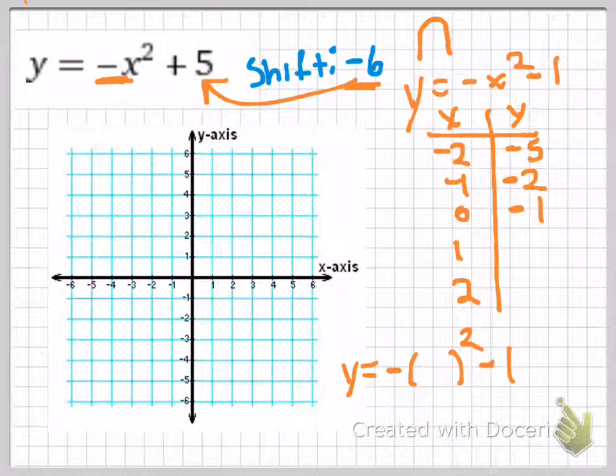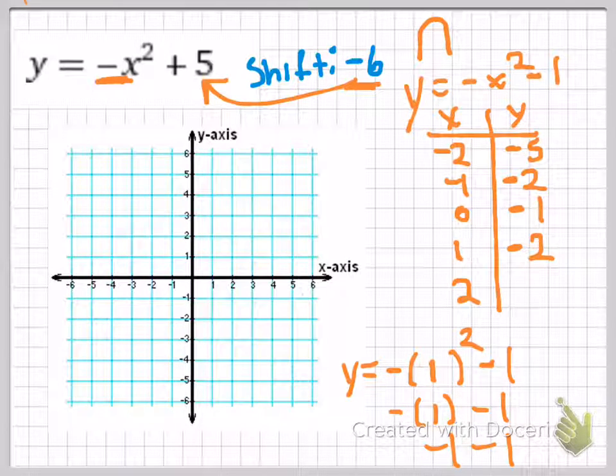Alright. So now 1. 1 squared is just 1. Minus 1 times 1, we get negative 1, minus 1. Negative 2. And for 2.